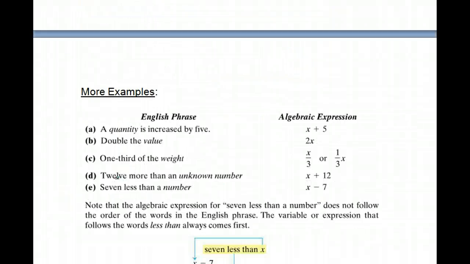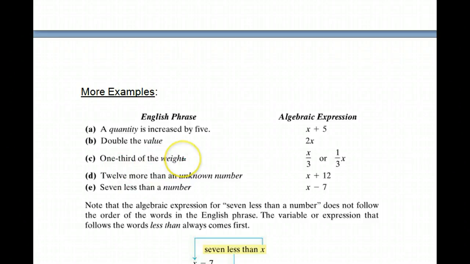The next set of examples I have here are just some more examples of phrases and how they translate into an algebraic expression. So we have a quantity is increased by 5. We don't know what our quantity is, so we simply use x plus 5. We're doubling the value. We don't know what our value is, so we're going to use x, 2x.